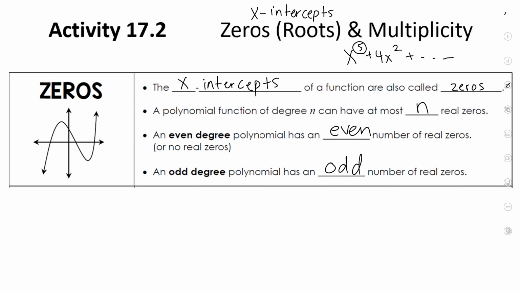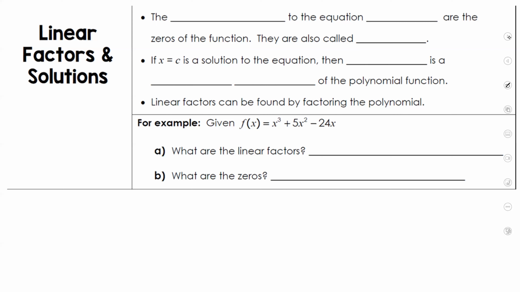Okay, let's continue with the notes. So the solutions to the equation f of x equals 0 are the zeros of the function.